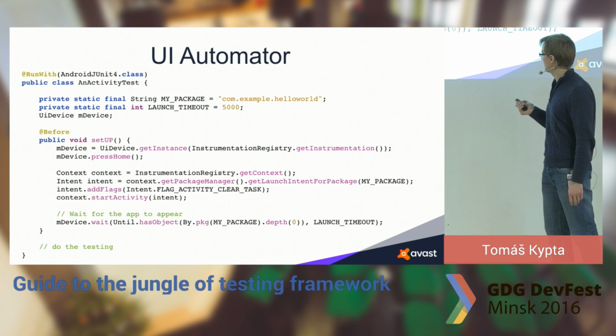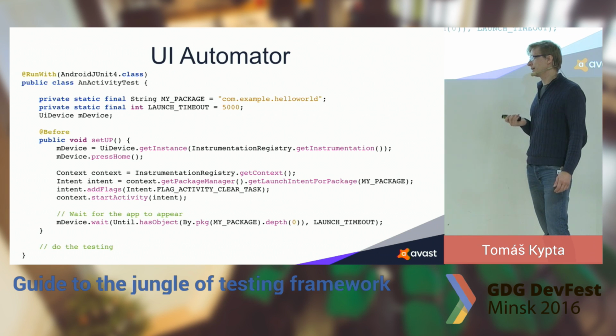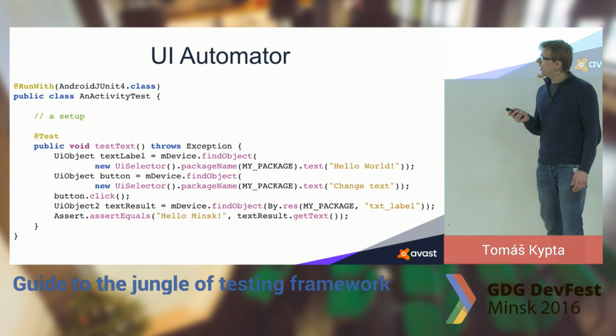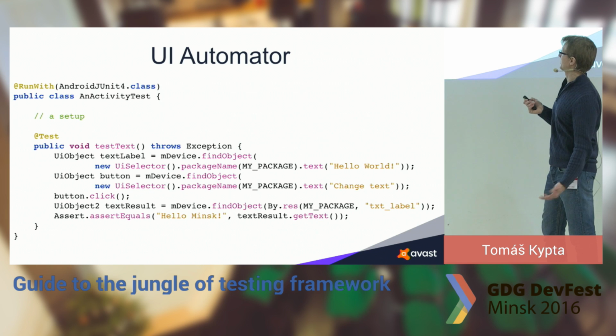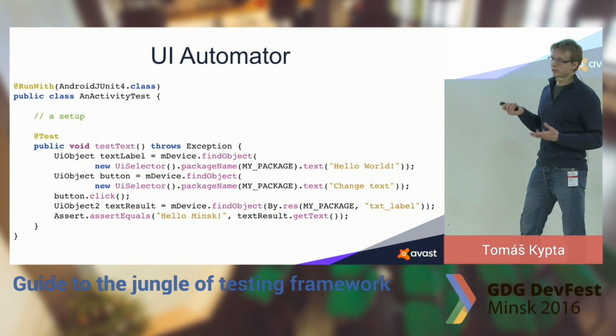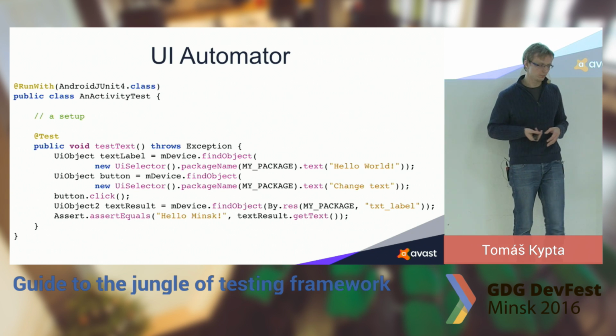And I necessarily need to wait some time, like a 5-second timeout, before my application is started. This is some sanity check. And then I can happily do the testing. In the test, I can find some object that has specific text, and I can click on buttons, and then I can also find objects by ID, and test that some text is there or something is there. So in this way, it's very similar to Espresso capabilities. The API is different, but UI Automator can touch other apps, not just your app.